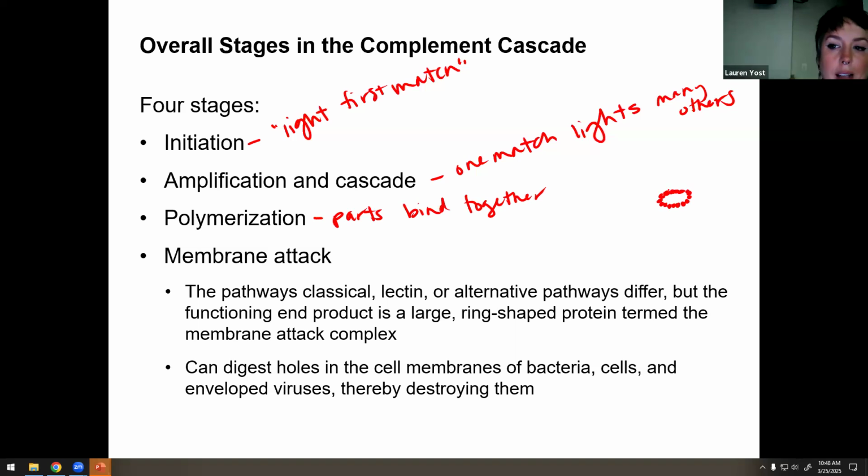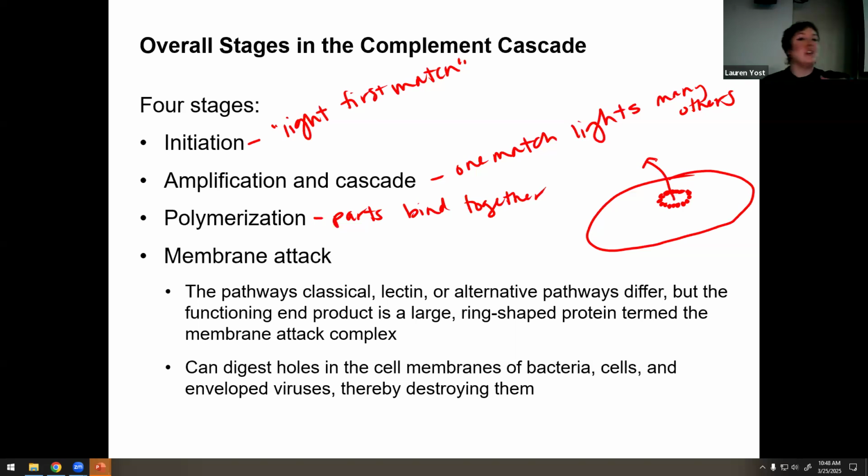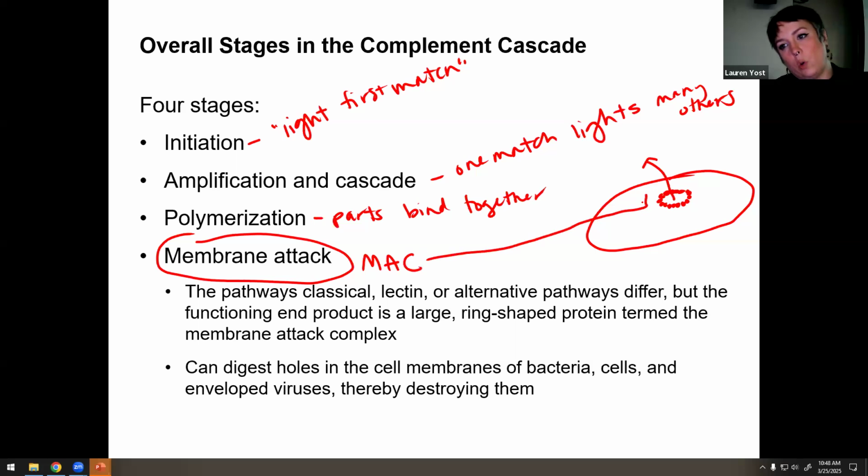After our amplification and cascade happened, they polymerize, and they form a hole on the surface of a bacterial cell. And that's pretty easy to see how now these guys are essentially going to bleed out. We've also created an opening where we can no longer maintain the homeostasis of the bacterial cell, right? That cell can't maintain its salt content or its contents, so it can bleed out and things can leak in as well. This is the membrane attack complex, or the MAC.